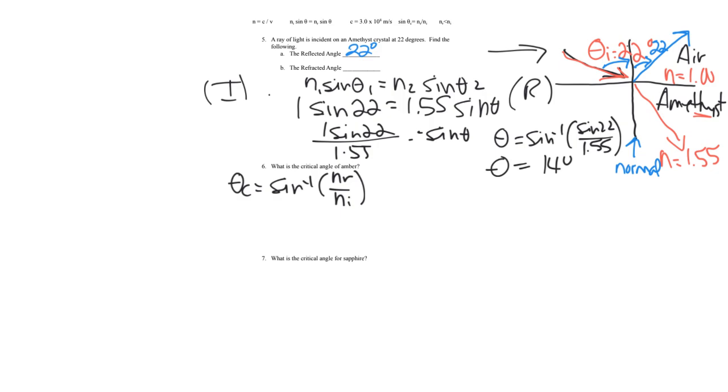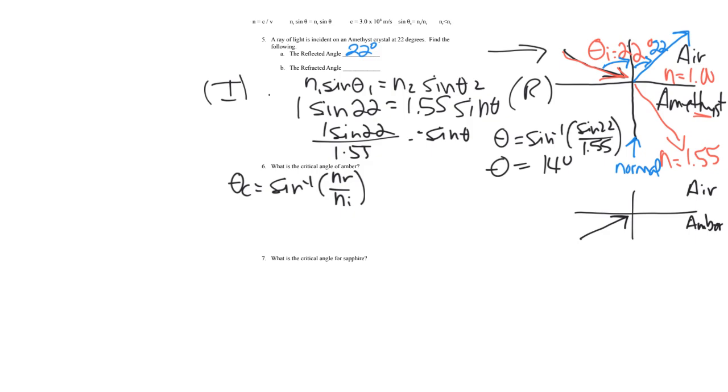The next problem is asking you to solve for the critical angle of amber. So the equation you're going to use to solve for critical angle is theta c equals inverse sine of nr over ni. In a critical angle problem, you're going to be having light going from the more dense substance, in this case amber, and trying to exit into a less dense substance. In this case, because it's not mentioned, it will be air. We live in an air-filled world. The other substance is going to be air if it's not mentioned.